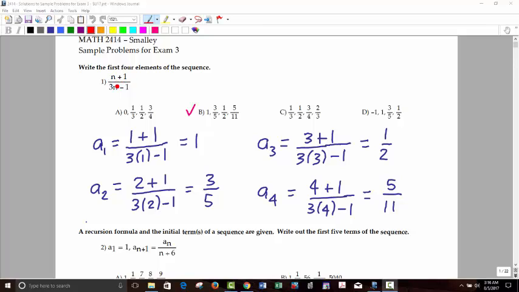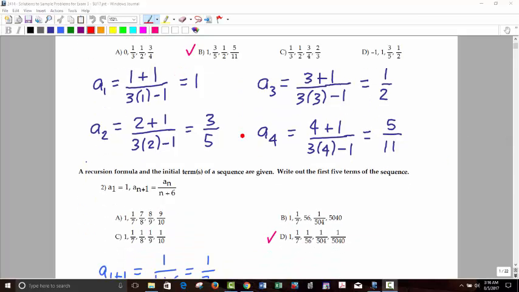You have n plus 1 over 3n minus 1. Usually it will say like a_n equals in front of that, but this one did not. That's okay. And you see what I did here? I put 1 in there for n to get the first term, a1, and put 2, put 3, put 4, right into that formula. Pretty easy. Shouldn't be too much explanation required for that. Pretty straightforward.